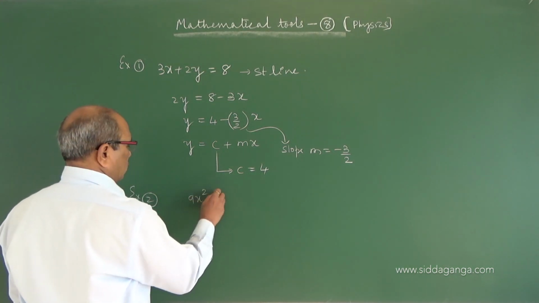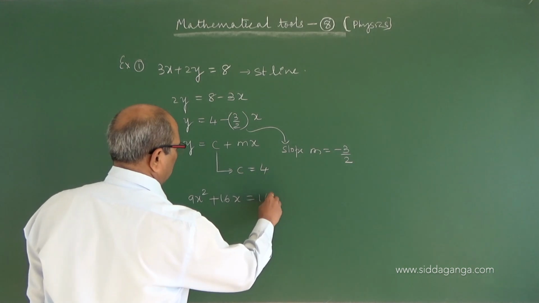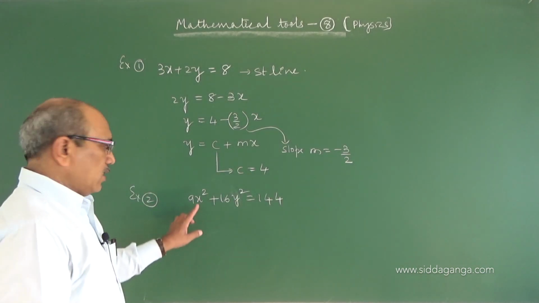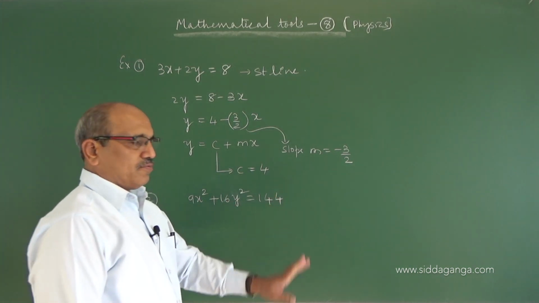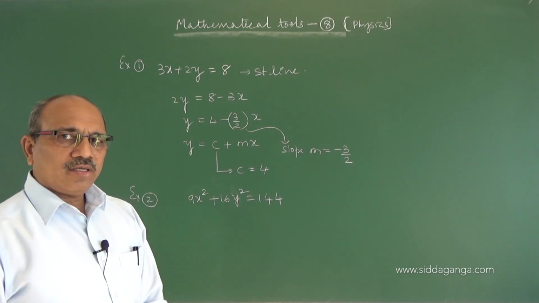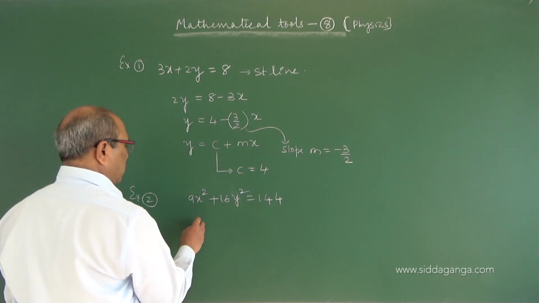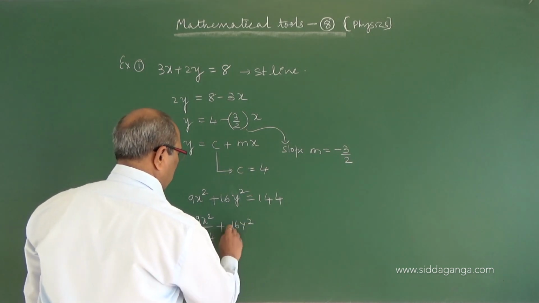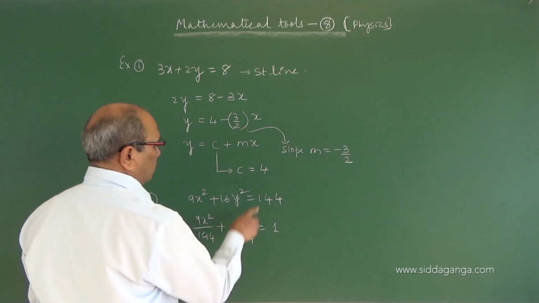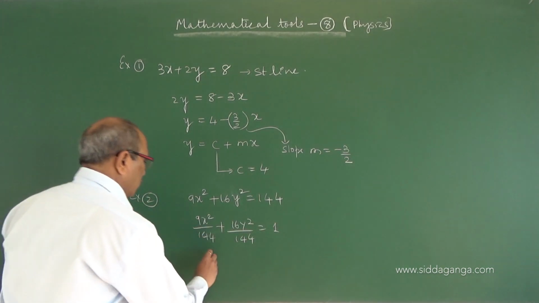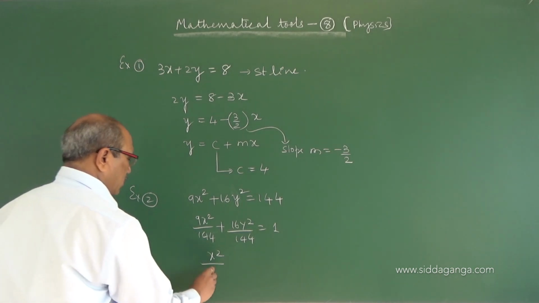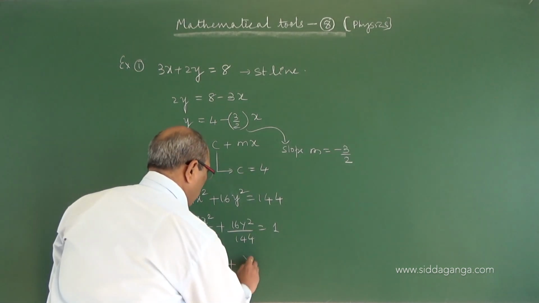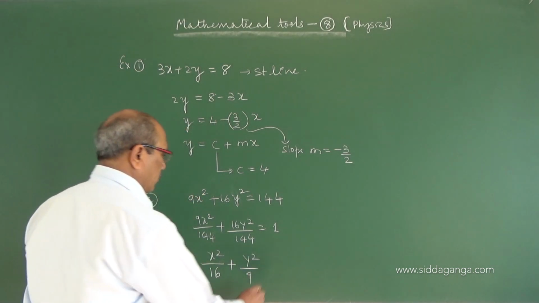Let us take 9x square plus 16y square equal to 144. On seeing it, it may seem complicated, but we can get the type by dividing throughout by 144. Our aim is to get 1 on the right hand side. So x square by 16 plus y square by 9 equal to 1.